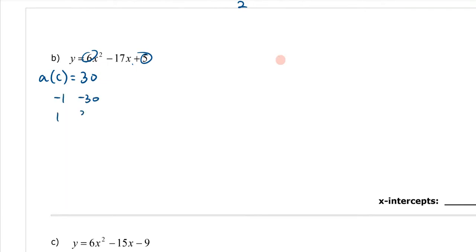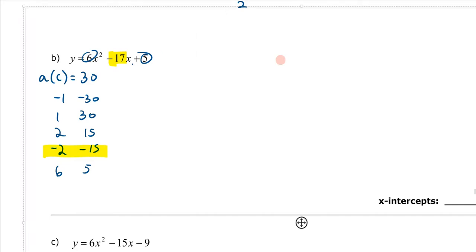I have 1 and 30. I have 2 and 15, and negative 2 and negative 15. And what else we have? 6 times 5, right? You can do that too, but you can go further as much as you want. But if you find the answer, and you already see that if I want the middle term of negative 17, I got to have negative 2 and negative 15 added together to give me that answer. Okay, so let's use method 1 again.